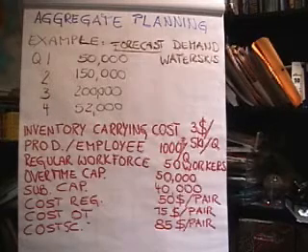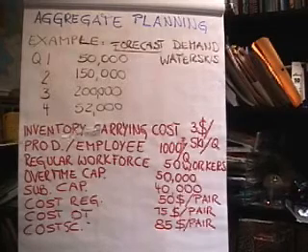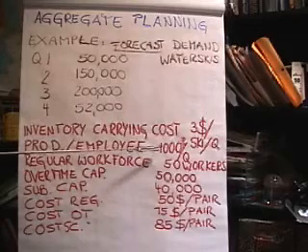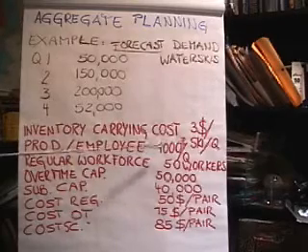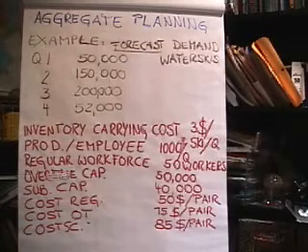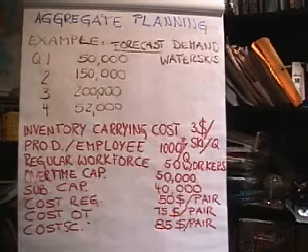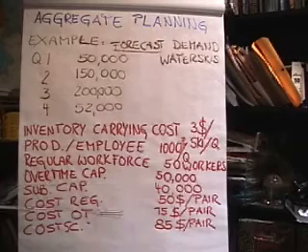Let's assume that the data we have is that the inventory carrying cost is $3 per pair of ski per quarter. The normal production per employee is 1,000 pairs per worker per quarter. Our regular workforce is 50 workers. Our overtime capacity is 50,000 units, pairs. Our subcontracting capacity is 40,000 units.